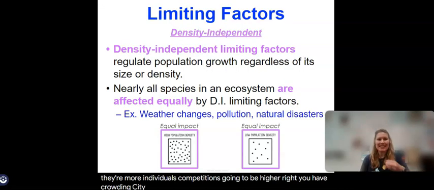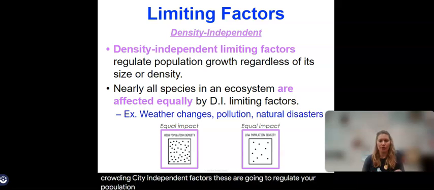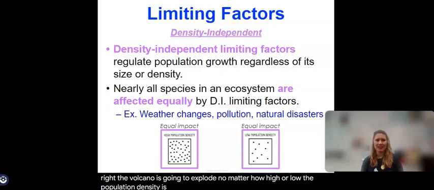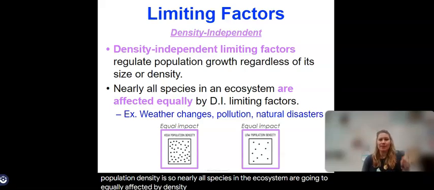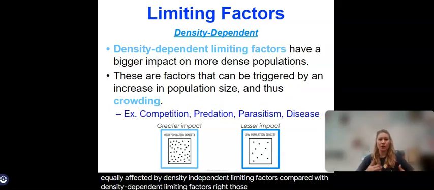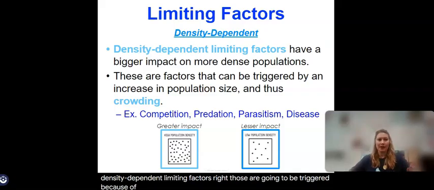versus density independent factors. These are going to regulate your population growth no matter what the size is. Again, natural disasters, right? The volcano is going to explode no matter how high or low the population density is. So nearly all species in the ecosystem are going to be equally affected by density independent limiting factors compared with density dependent limiting factors, right? Those are going to be triggered because of crowding, because of high population density.